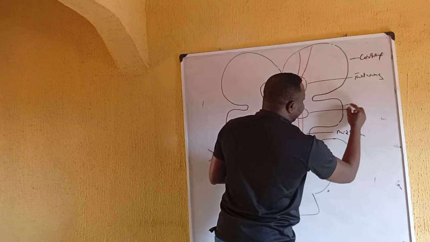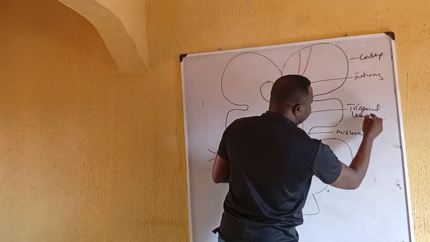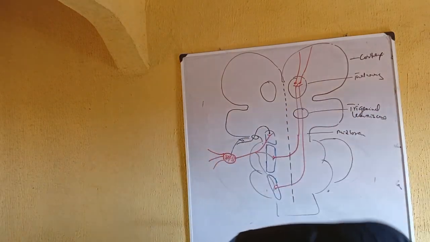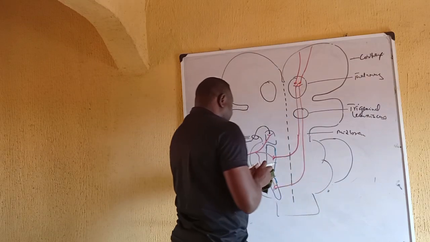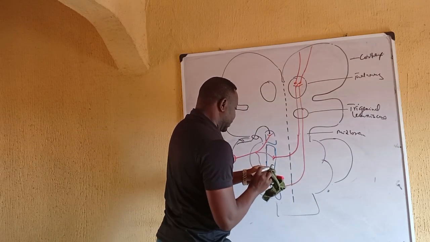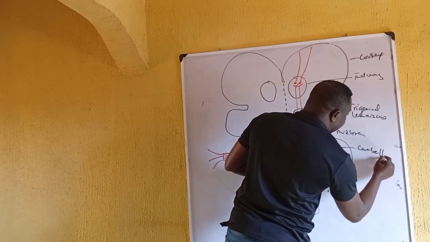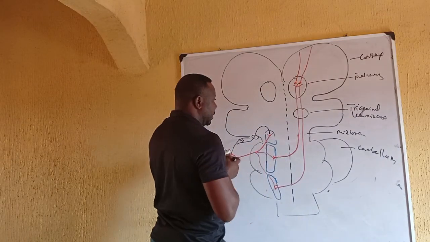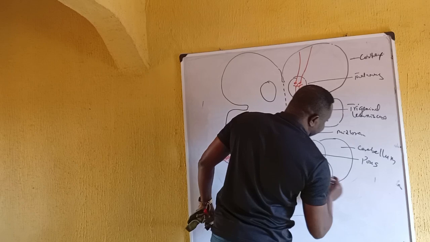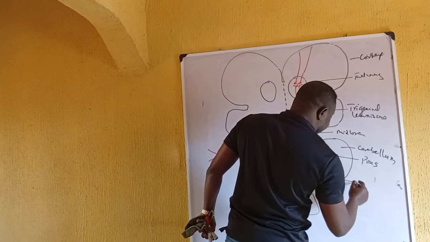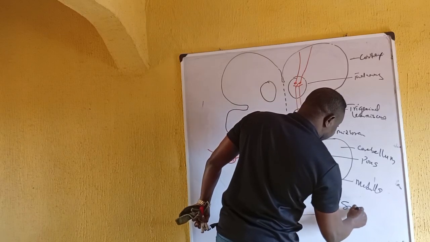This is known as trigeminal lemniscus. That's trigeminal lemniscus. This is cerebellum. This is pons. This is known as the medulla. This is spinal cord.